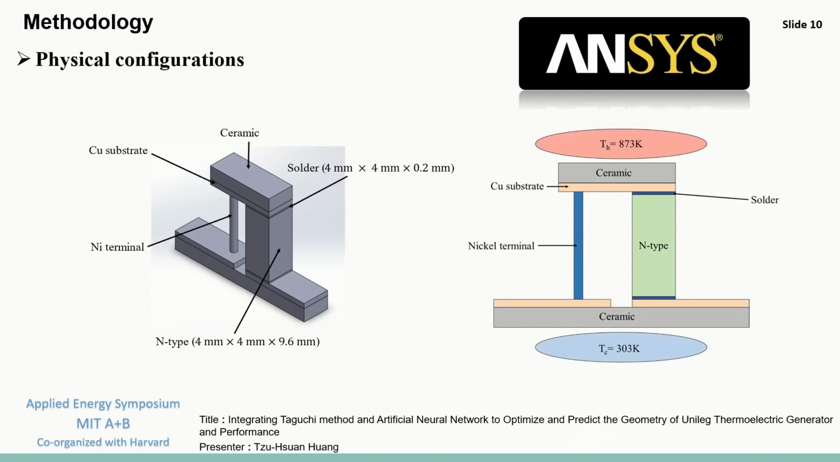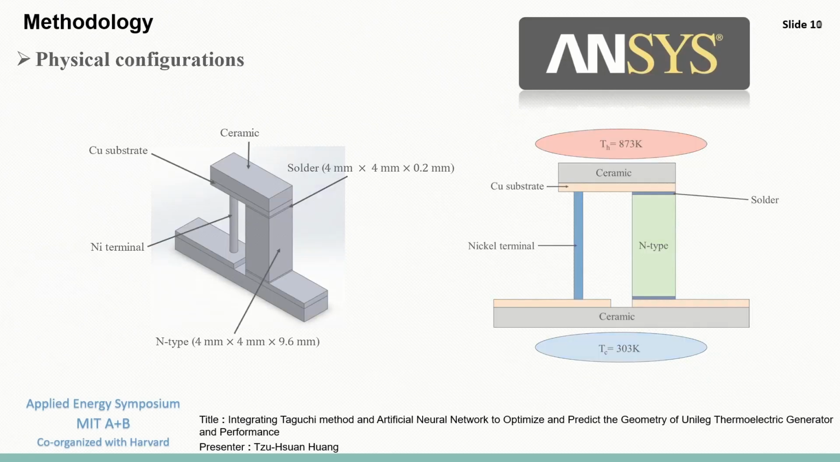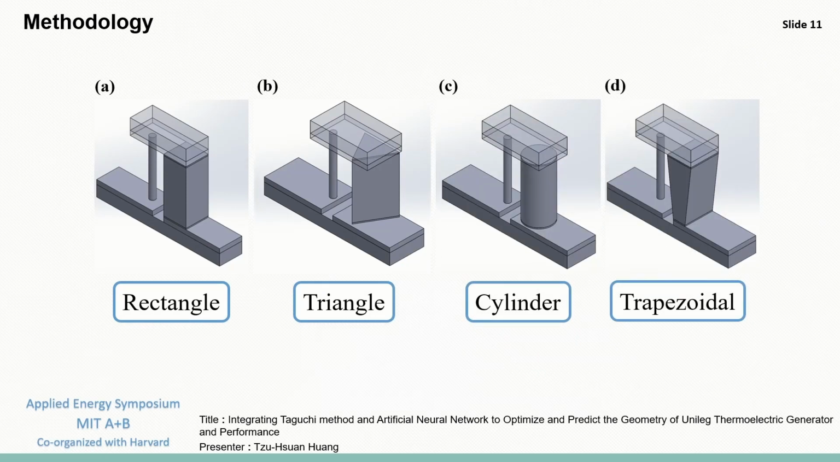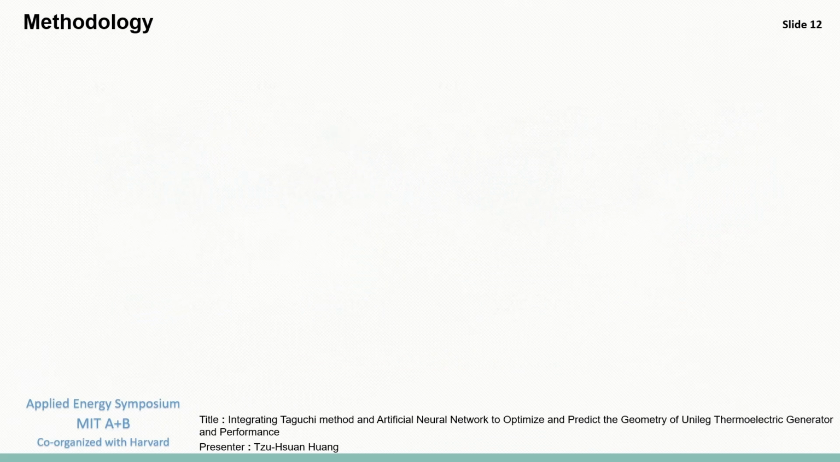Here we show you the physical model in this study, and this study only used one coupled TEG to analyze the simulation for optimization. This study will discuss the effect of different TEG leg geometries on the performance and thermal stress. The leg geometries include the rectangle, triangle, cylinder, and trapezoidal. Besides, the volume of the four legs is the same.